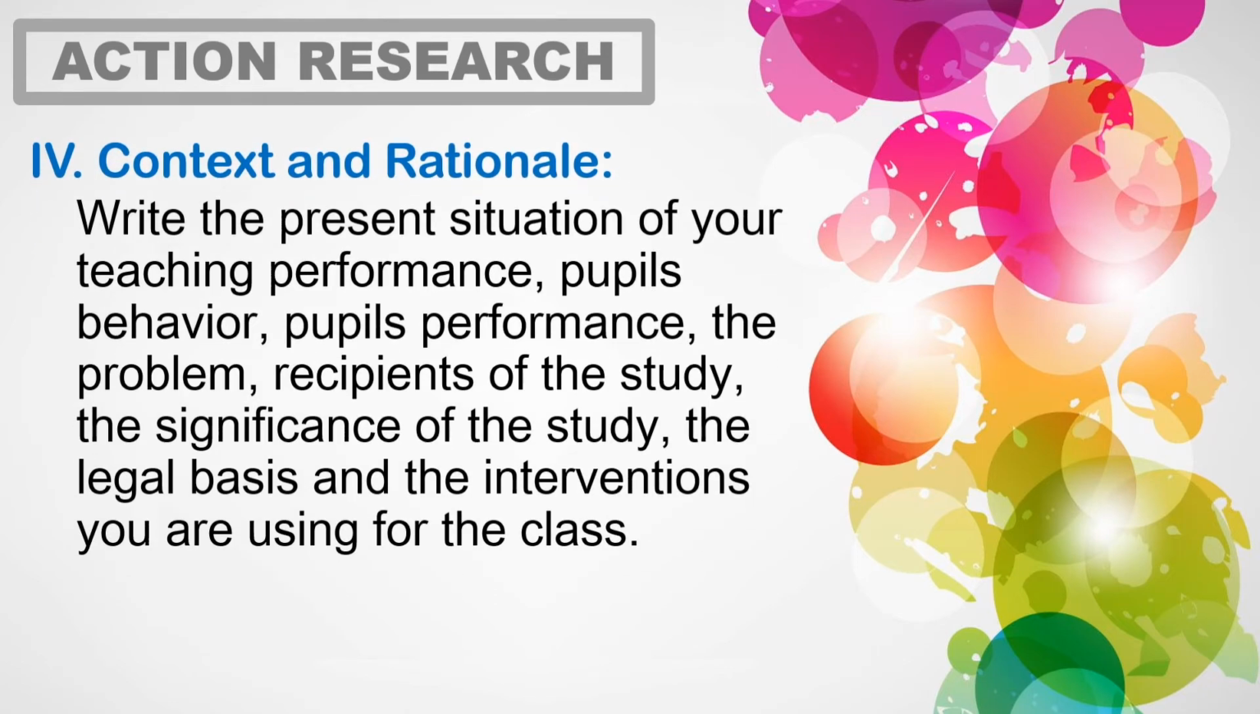The fourth part of your action research is context and rationale. Here you are going to present your situation, then talk about the pupil's behavior if it is in a classroom setting, your pupil's performance, the problem, recipients of the study, the significance of the study, the legal basis, and of course, the interventions you are using for the class.